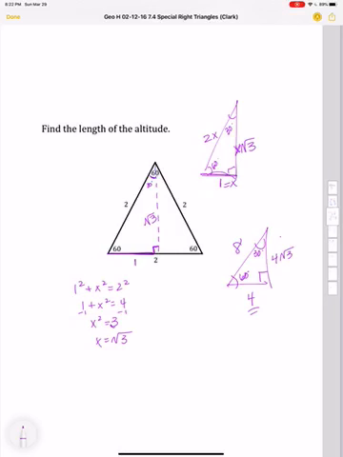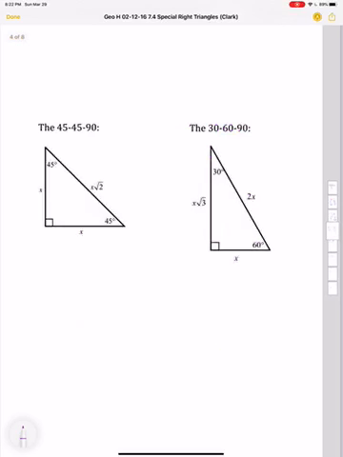So if you can remember this, that the hypotenuse is double the short leg, and the height is the square root of 3 times the short leg, then you'll be able to figure out any triangle they give you.